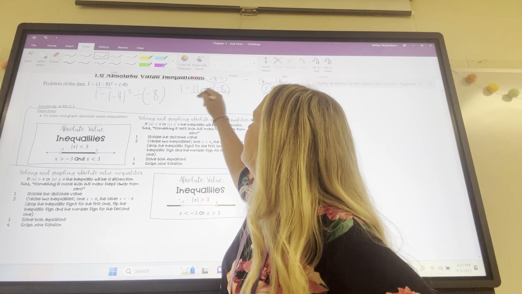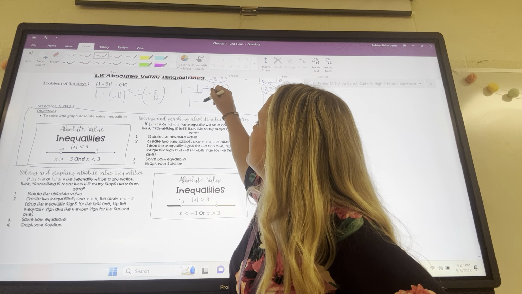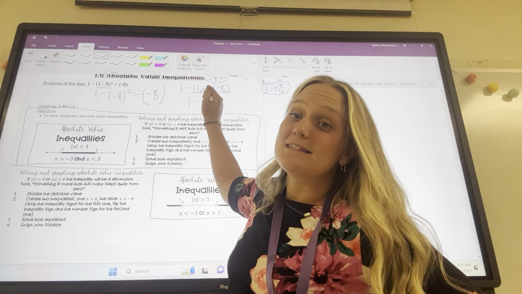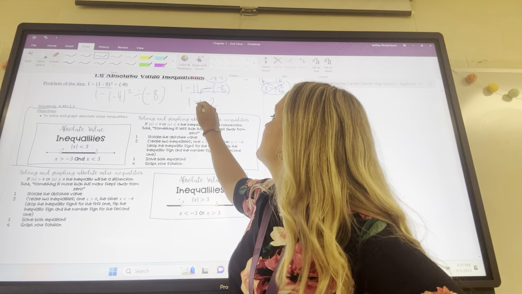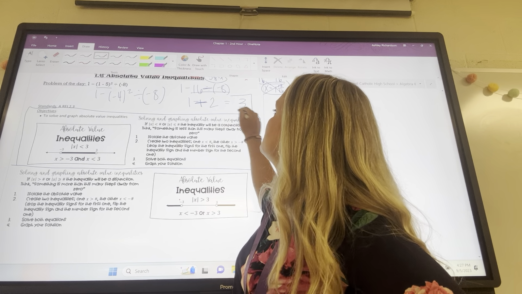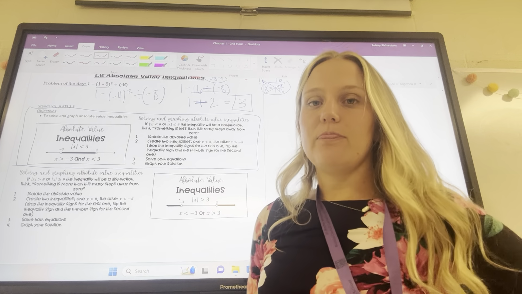Next, we would divide. 1 minus 16 divided by -8 is -2. 1 minus -2 becomes a big plus. So it's 3. 1 plus 2 is 3. So you should have gotten 3.